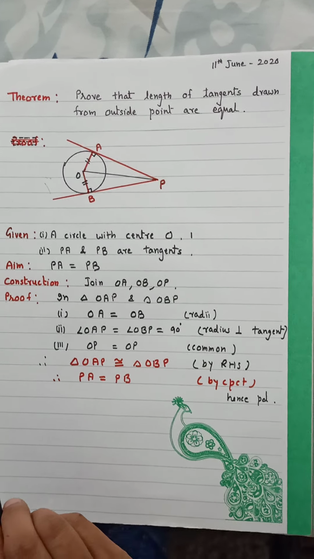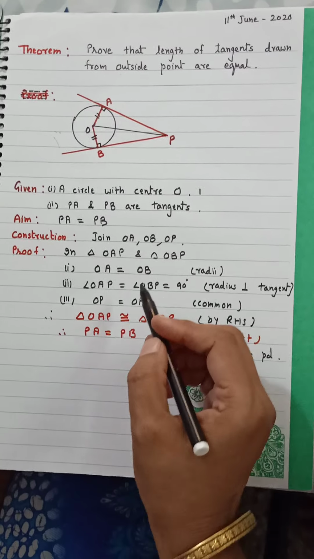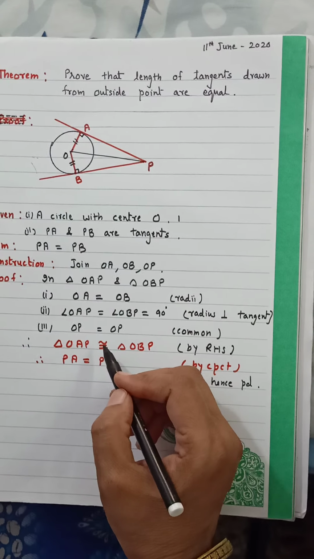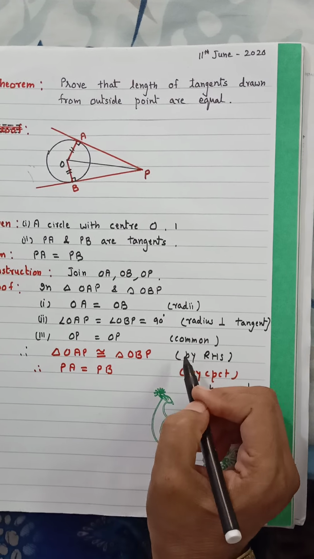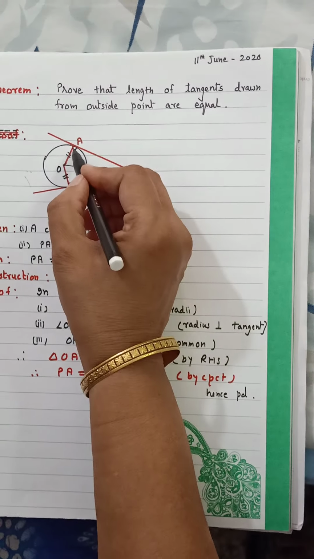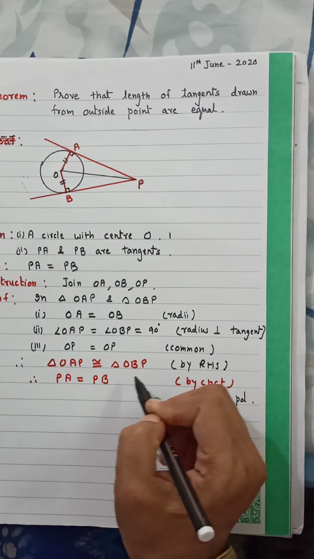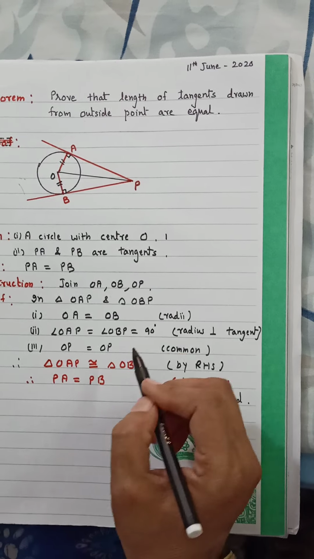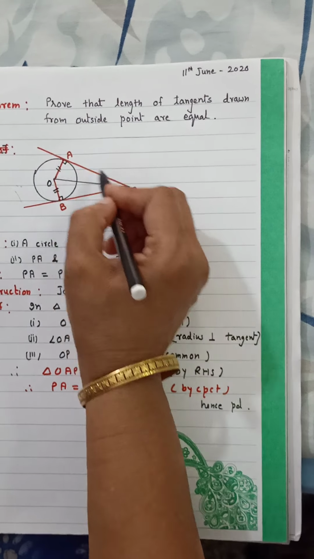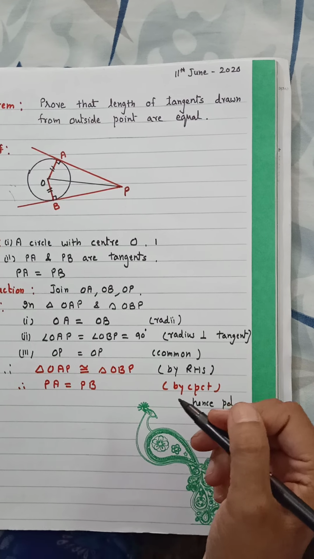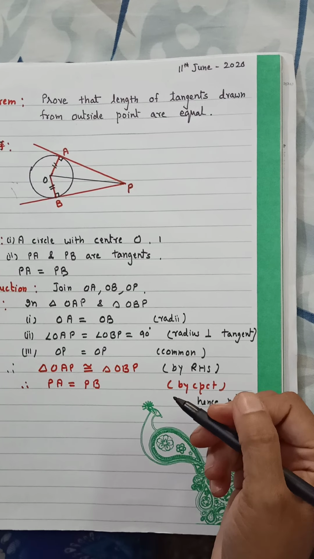And in class 9th we read that with these conditions the two triangles will be congruent by the RHS rule. This angle is 90 degrees and OP is common. So by the RHS rule the two triangles are congruent. Therefore PA is equal to PB by CPCT, hence proved. This is the result which we wanted to prove.